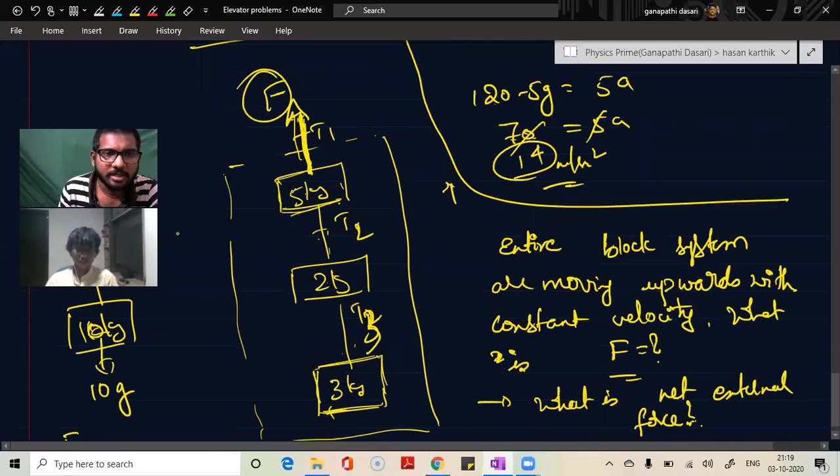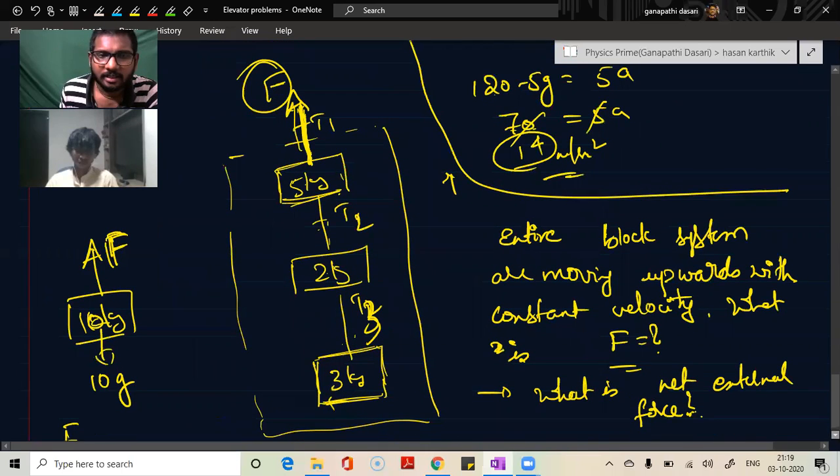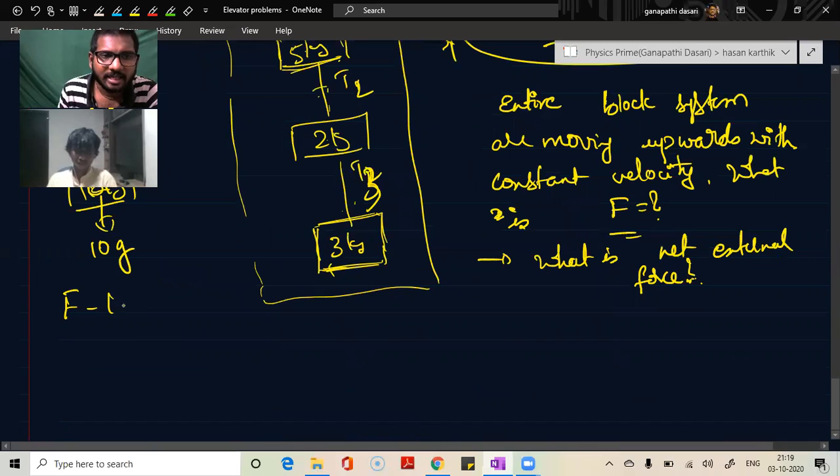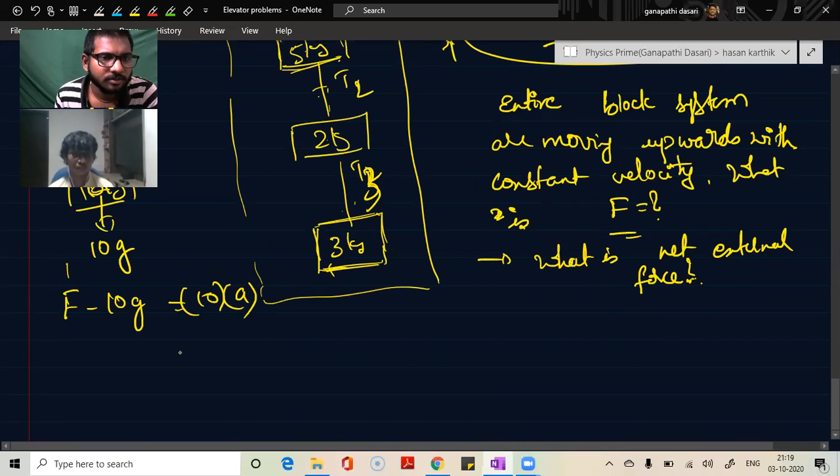Similarly, here you see F minus 10G, or otherwise T minus 10G is equal to 10 into A, or not? What is the acceleration here? You tell me for the system. Constant, sir. Acceleration is constant.